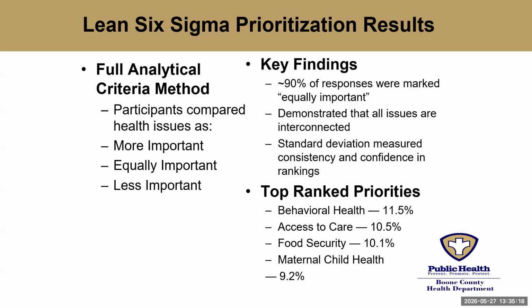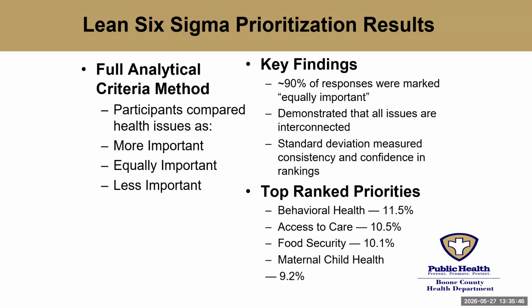Okay, so I sort of explained how we structured it. The way that our ranking shaped up for our 2023 IPLAN is listed here, with behavioral health, access to care, food security, and maternal child health in that order. One of our key distinct differences this time from our cycle in 2018 was we used less important, equally important, more important as our categories for ranking.